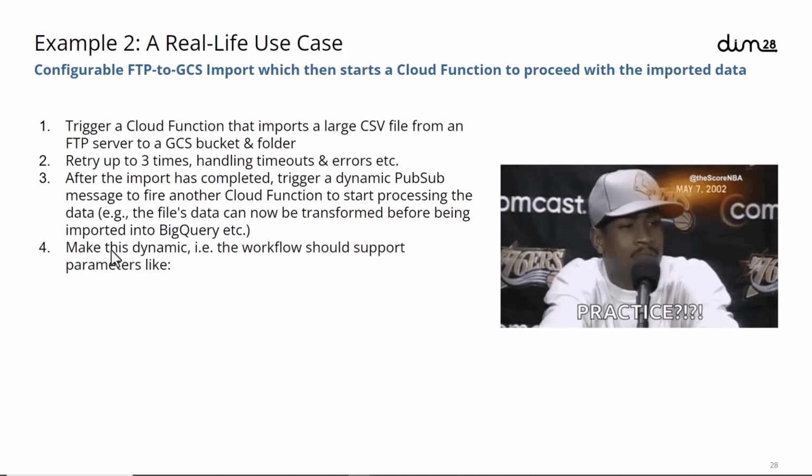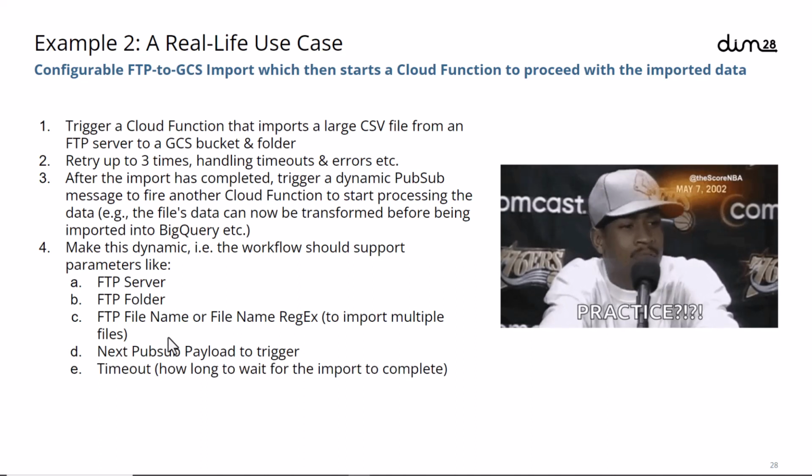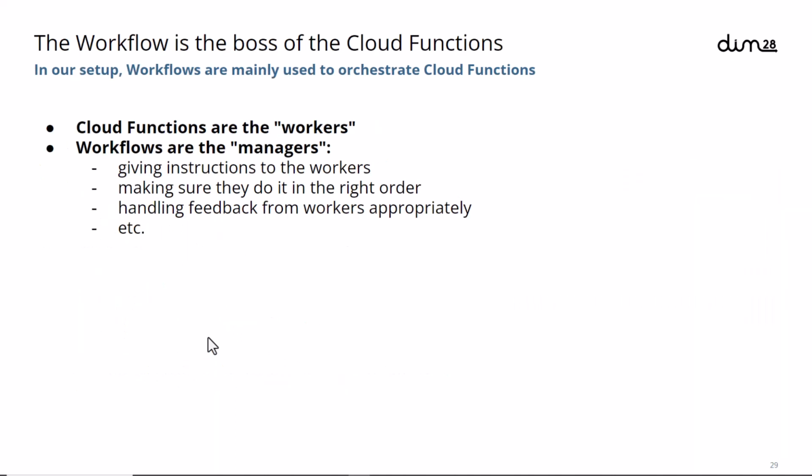And all that should be dynamic. So the workflow should support parameters like which FTP server are we talking about, which FTP folder, where's the file actually located, what's the file name, what's the regex maybe for the file, so we can import multiple files, and what's the next pub/sub payload we want to trigger, how long do we want to wait for the import to complete, so what's the timeout, how many max attempts do we want to give that import, like if it fails 3 times, do we want to try a 4th time, and those are the parameters.